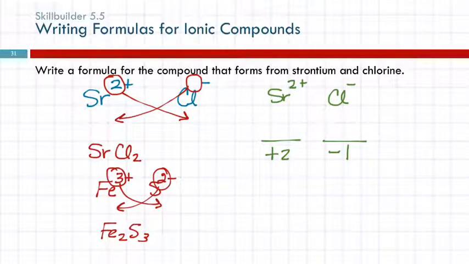Well, how could we have -2? Well, maybe we need 2 of these. So if I throw in another chloride ion, now what's the total charge of those 2 -1 ions? -2. So now we've got +2 and -2. Do those add up to 0? Yeah, they do. So then when we're writing the formula, we've got 1 strontium and 2 chlorines, and we get this guy over here.